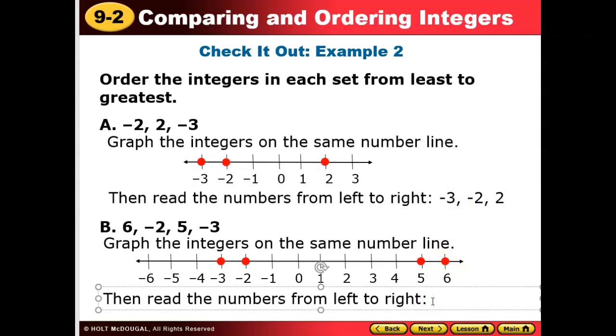And down here, we have 6, -2, 5, and -3. Again, 6 is right there. Negative 2 is over here. 5 is right here, and negative 3. So we are going to go from left to right. Negative 3, negative 2, 5, and 6.